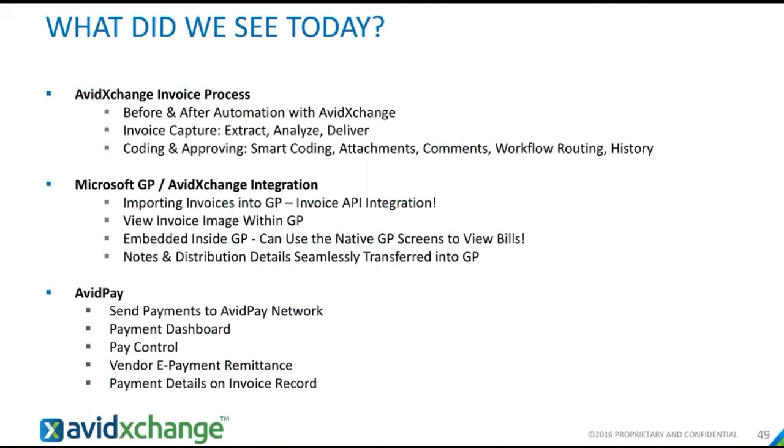From there, we talked about some of the smart coding tools we have to help pre-populate the distribution lines. Workflow routing, again, all those different conditions, logic that we can build, a lot of flexibility there to accommodate each client's specific process, and then the history, that complete audit trail. Then we talked about Microsoft GP and our embedded integration on the AvidInvoice side, complete API to transfer that invoice and all of those details over into GP with one click. And then also showed you how you can view that invoice image within GP.